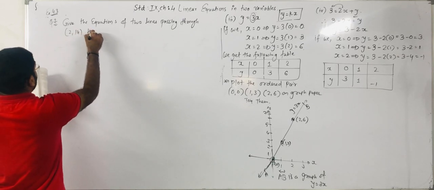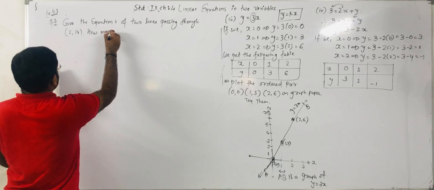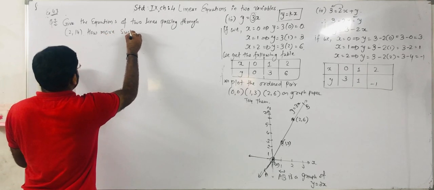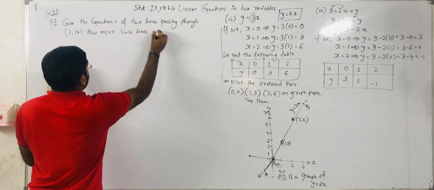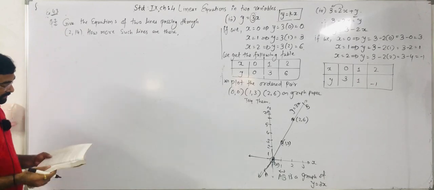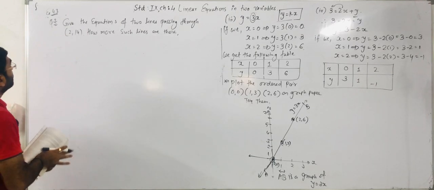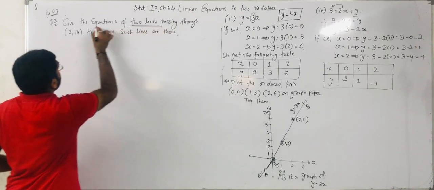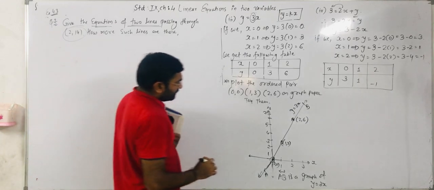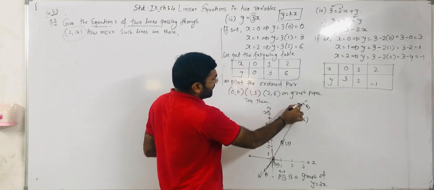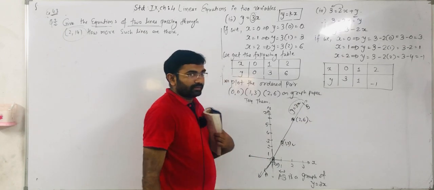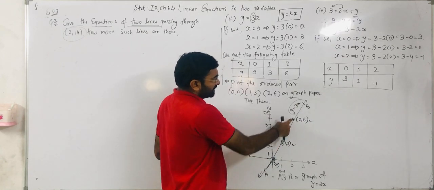And how many more such lines are there? So that thing we have to define. Here we have to write the equations of two lines which are passing through this point. Observe here: this straight line y = 3x is passing through the point (1, 3). So we can say this line's solution is this one.